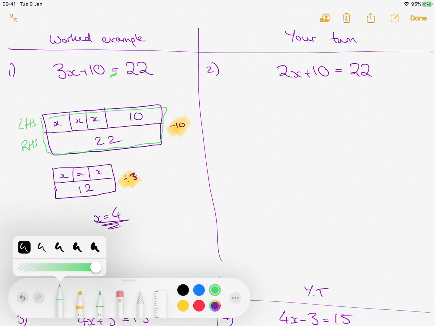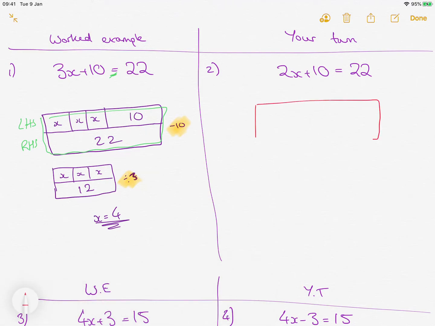Right, have a go at the one on the right, and it doesn't have to be bar modelling, you can use whatever method you like, but have a go at the one on the right, and then I'll go through it now. So you should have had a go at it by now. I can draw the bars equal length because of the equal sign. So this time there's 2 x's and the rest is 10.